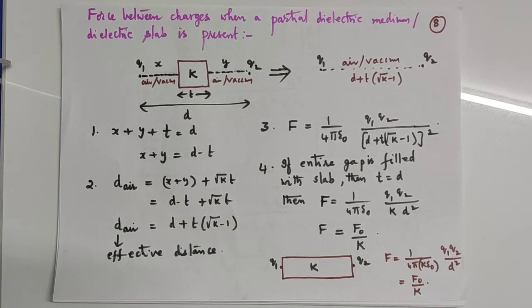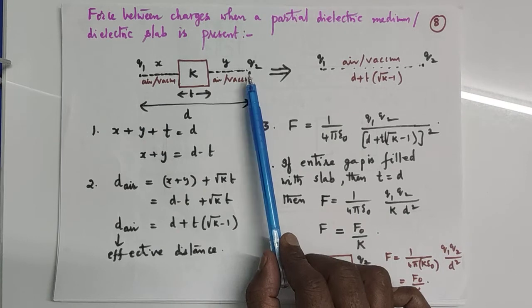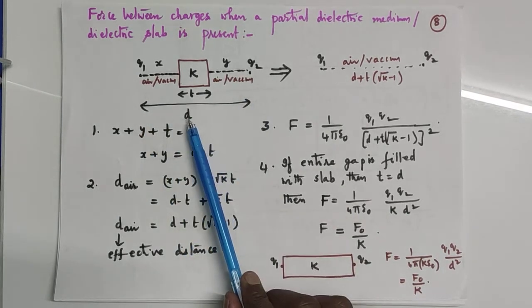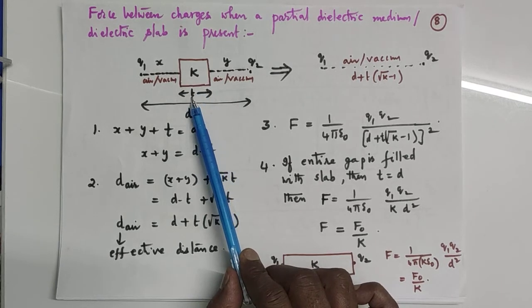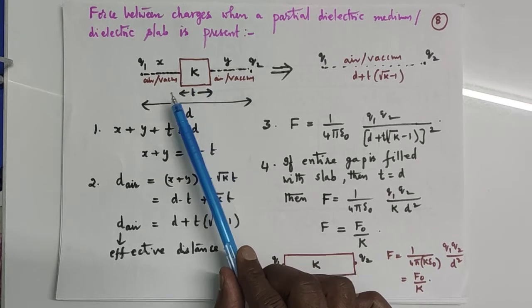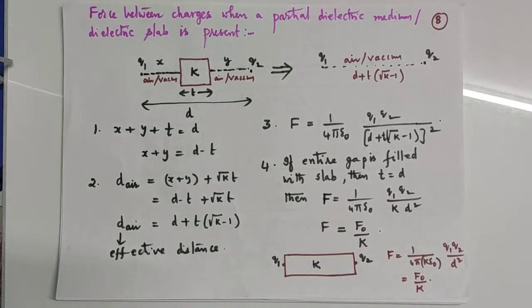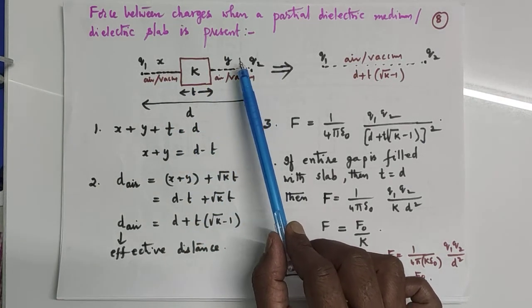In this video, we are going to see the force between charges when a partial dielectric medium or a dielectric slab is present. Consider two charges, Q1 and Q2, both of them separated by a distance r. A dielectric medium whose thickness is t and dielectric constant is K is introduced between these two. Call this distance x and this distance y.